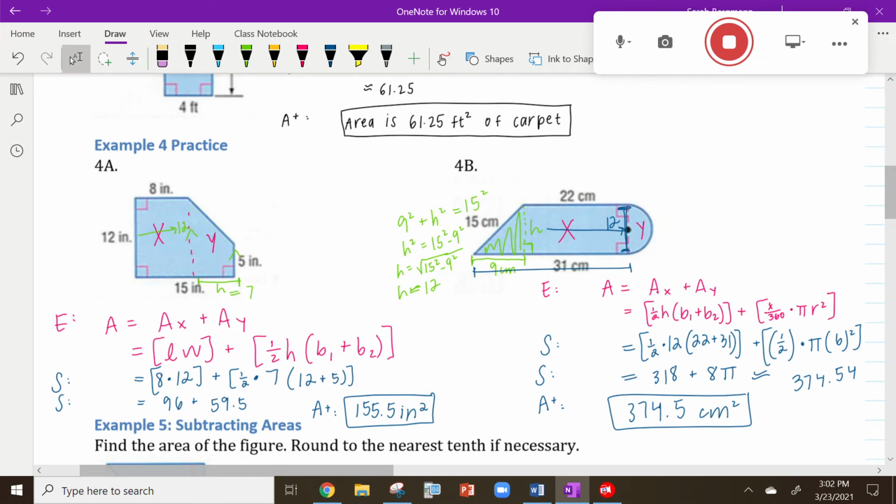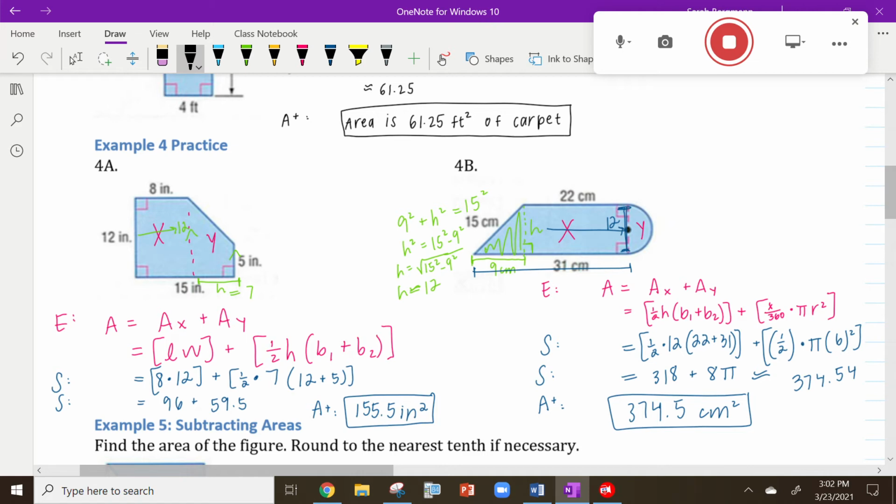For B, I used a triangle to figure out the height of my trapezoid. So I was using a trapezoid as shape X and a semicircle as shape Y. Add up the 2 areas and you should get 374.5 centimeters squared.